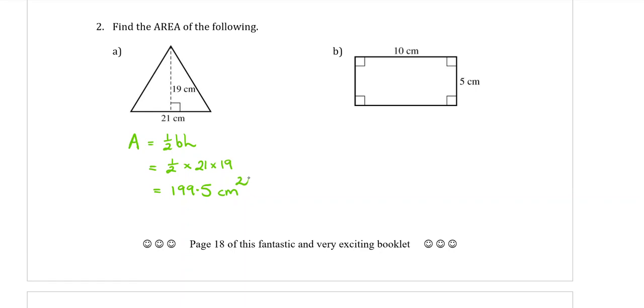What is the second shape? It is a rectangle. Very good. A equals BH. What is the base and the height? Yep, and the 5. Again, it doesn't matter if you switch them around and do 5 times 10 or 10 times 5, it's the same thing. But it is times because the B and the H, remember when things are next to each other, it means that they're times. 10 times 5 is equal to 50, and that will be centimetres squared.